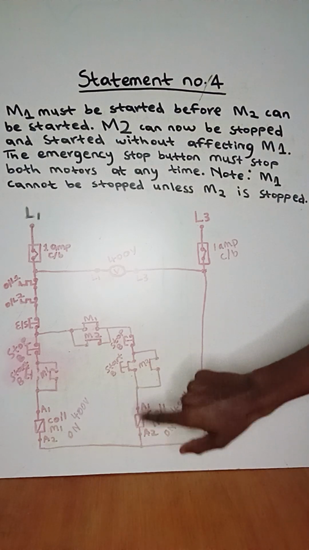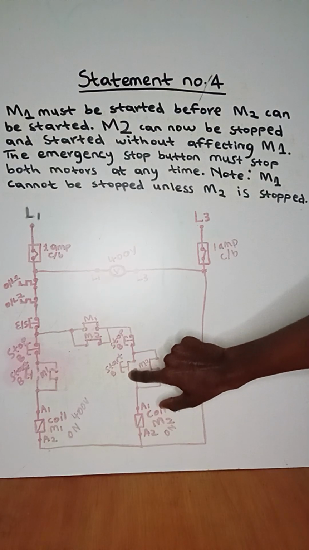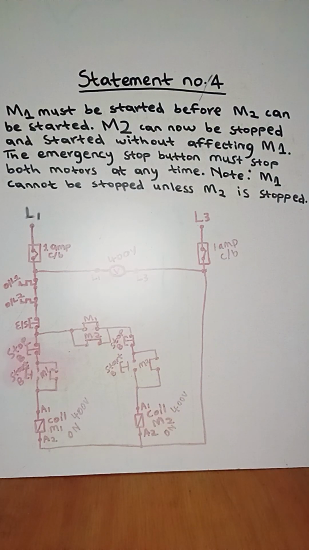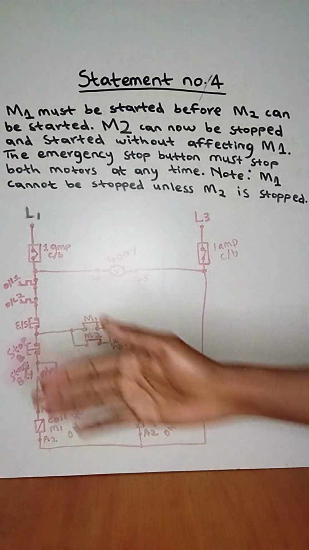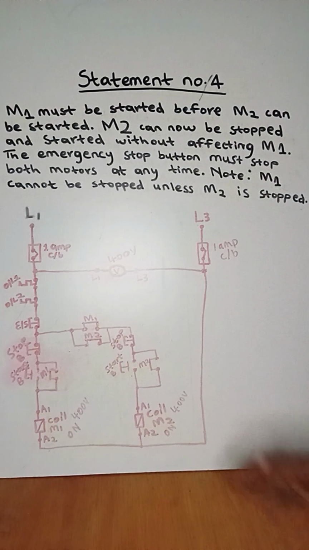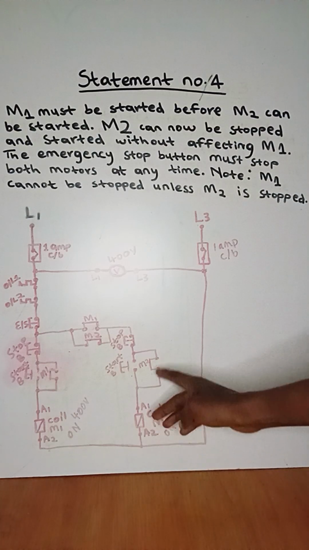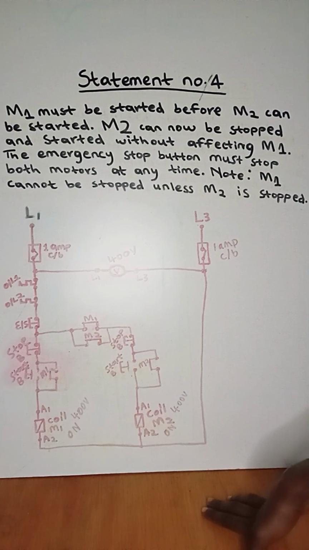So I'm letting go of the start button of motor 2 and it creates an open contact. Let's check after we have let go of the start button of motor 2, what will happen to the coil of motor 2. The coil of motor 2 will still be energized through the retainer of motor 2.